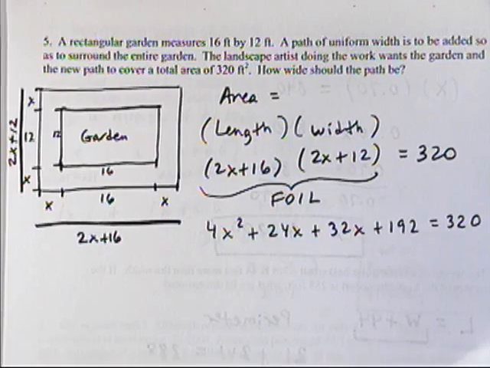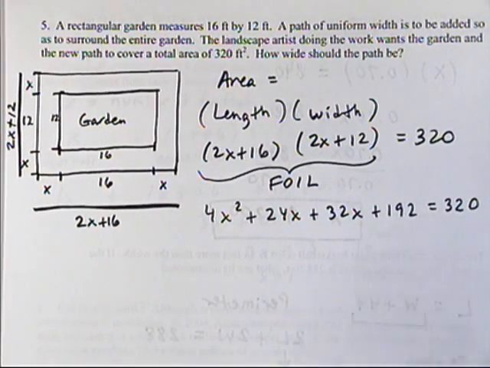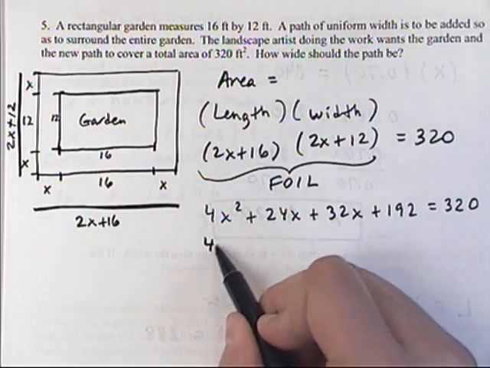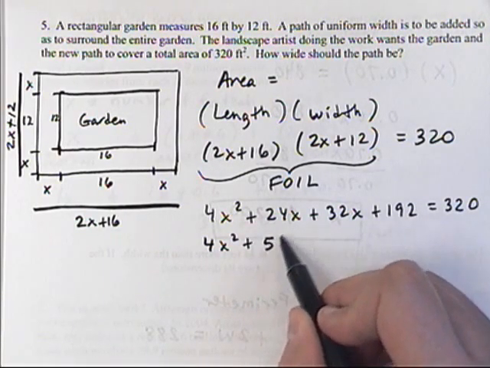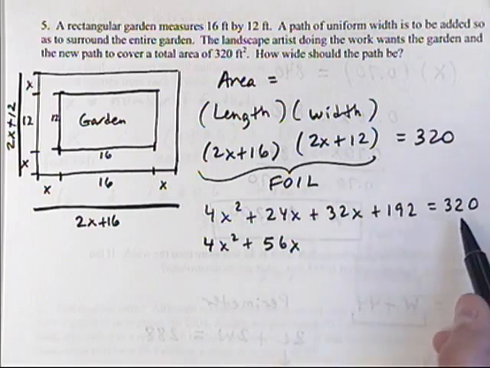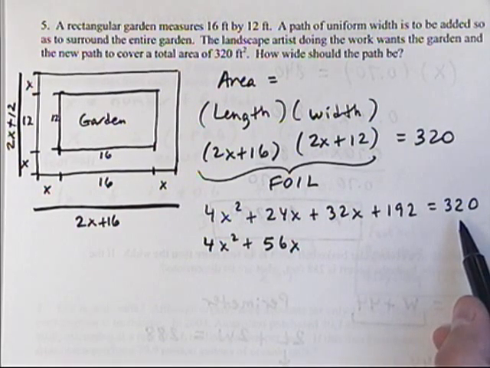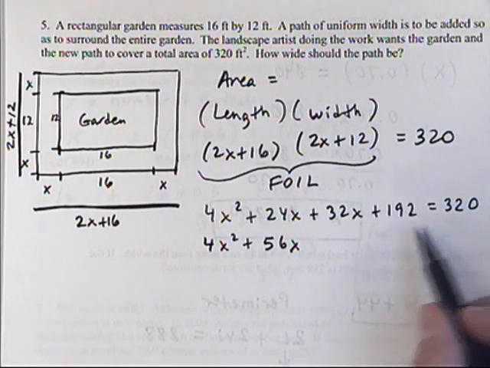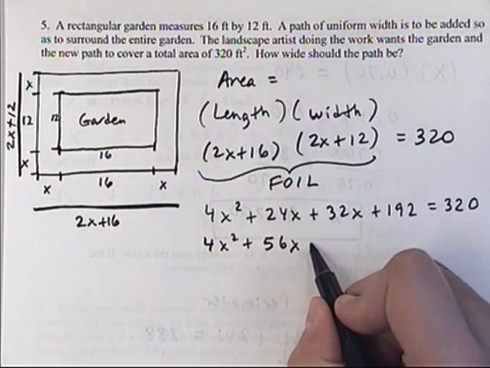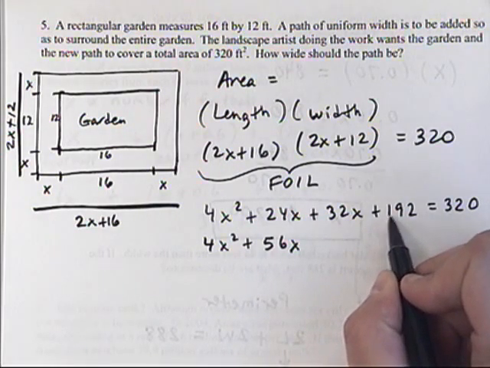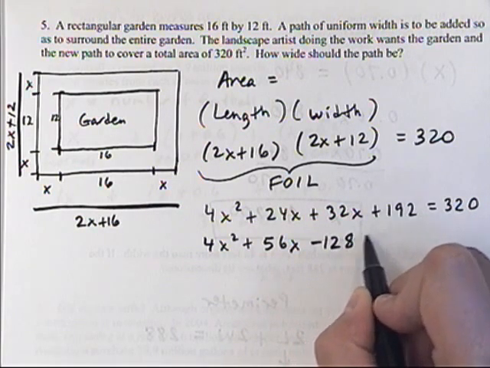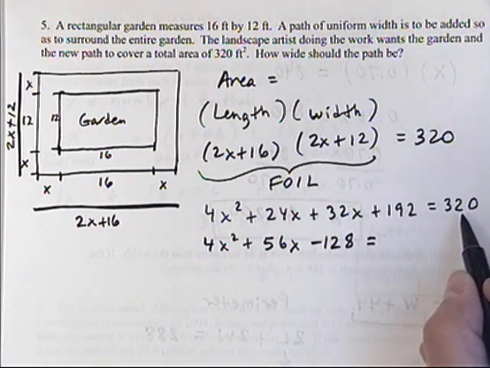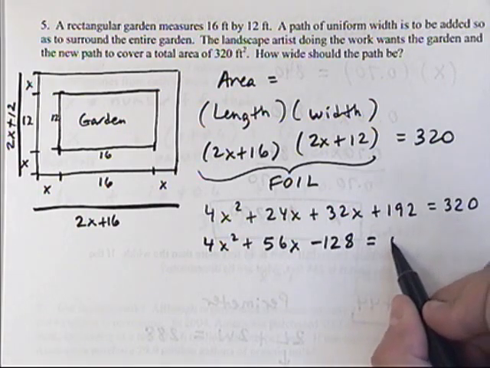So, what do we do with this? Well, we combine like terms. 24x and 32x is 56x. I can also subtract 320 on both sides. If I subtract 320 on both sides, I can add together 192 and take away 320, which gives me negative 128. And on the other side, if I take away 320, I would get 0.